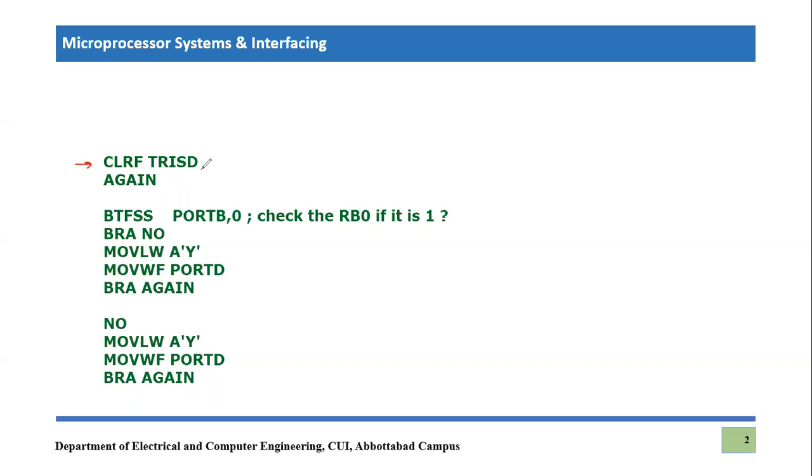That means the complete port will be an output port, because TRISD will become 00. Every pin of TRISD would become 0. So port D will be treated as an output port. Then it is a label, so I'm just ignoring it.